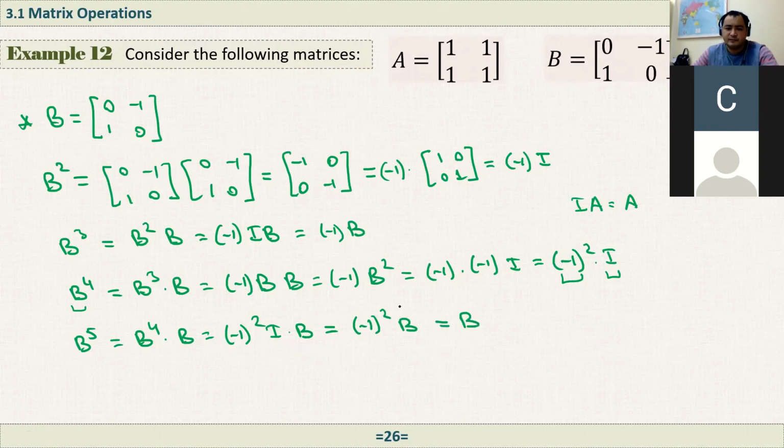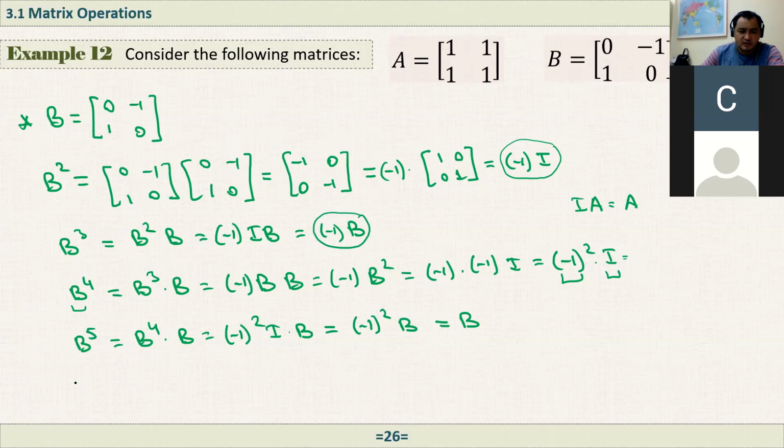That is equal to b, right? So the first one, the result of this 3, is just minus b, minus 1 times b. And raised to the power of 4, it is just I. And raised to the power of 5, again, it is b. So what we have here is something like this.